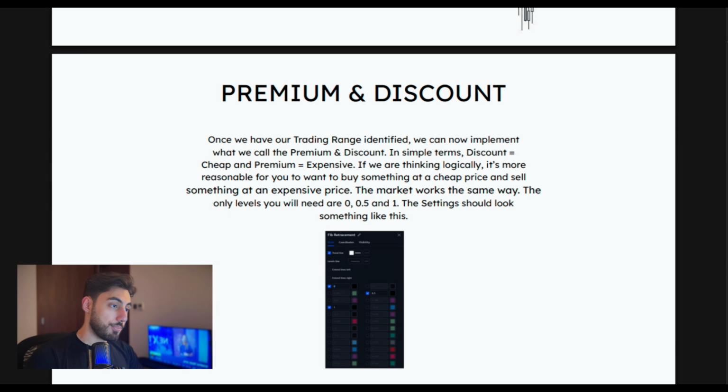Now let's dive into the premium and discount. Once we have our trading range identified, we can now implement what we call a premium and discount. In simple terms, discount is cheap and premium is expensive. If you are thinking logically, it's more reasonable to want to buy something at a cheap price and sell something at an expensive price. The market works the same way. The only levels you will need here are 0, 0.5 and 1 of the Fibonacci to understand the premium and discount.